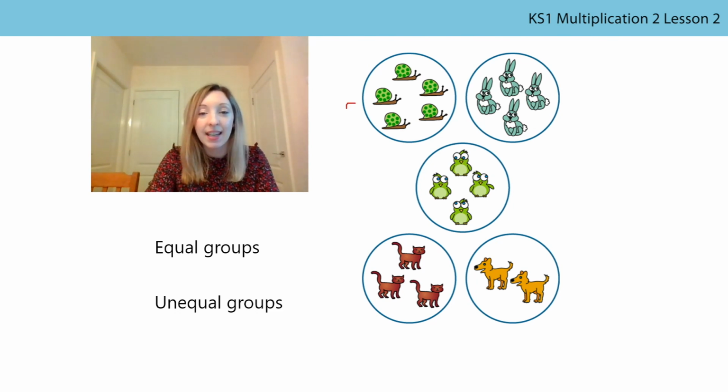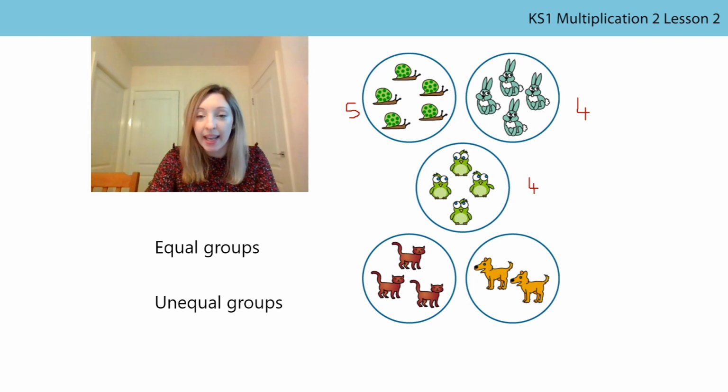Fantastic, 5 snails. Let's write 5 so we don't forget. Now let's look at the rabbits. How many rabbits can you see? How many rabbits did you see? 4. Brilliant. Let's write 4 rabbits there. Now let's look at the birds. How many birds can you see? Fantastic. There are 4 birds, aren't there? Excellent. Let's write 4 there.